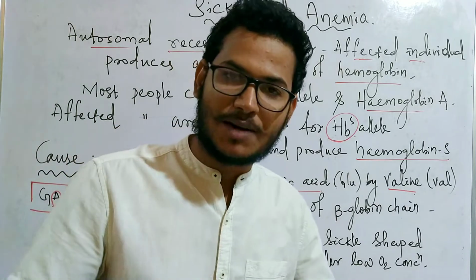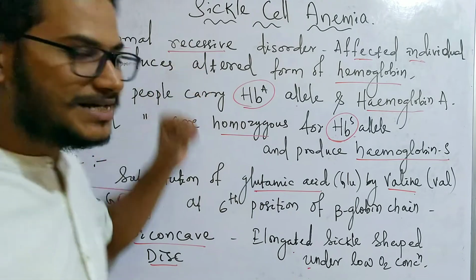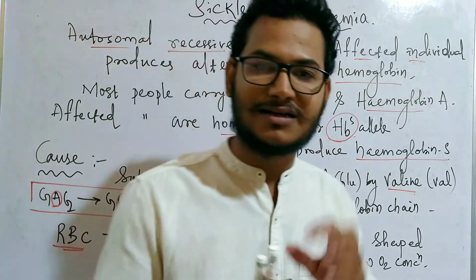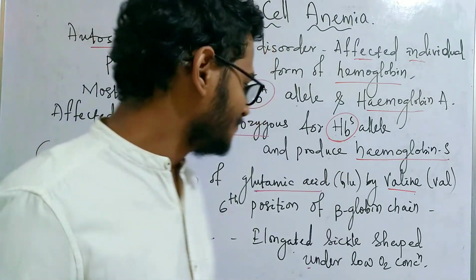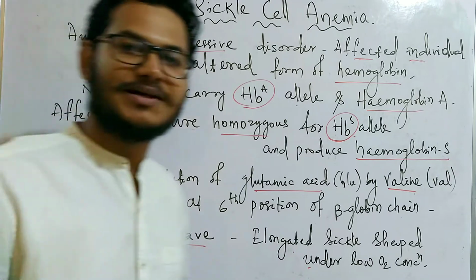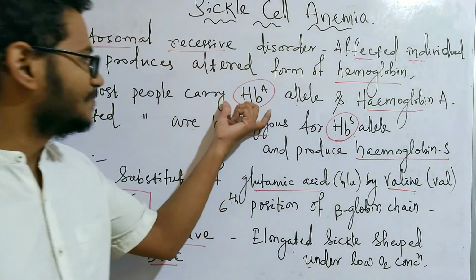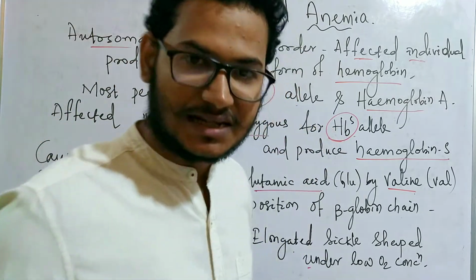Another thing you have to note down is that in this case the RBCs come together, attract one another and form crystals which may block the capillaries. So now you can look at the board and make your note. Another thing I want to tell you is what will happen when one HbS allele and one HbA allele are present in the individual. Let's see the condition.